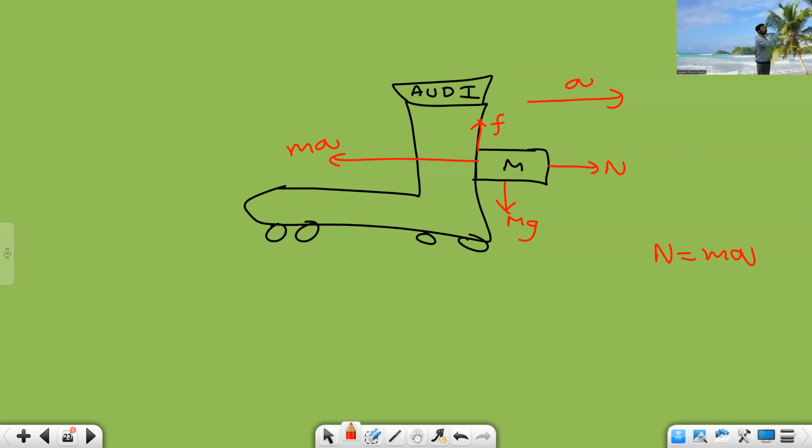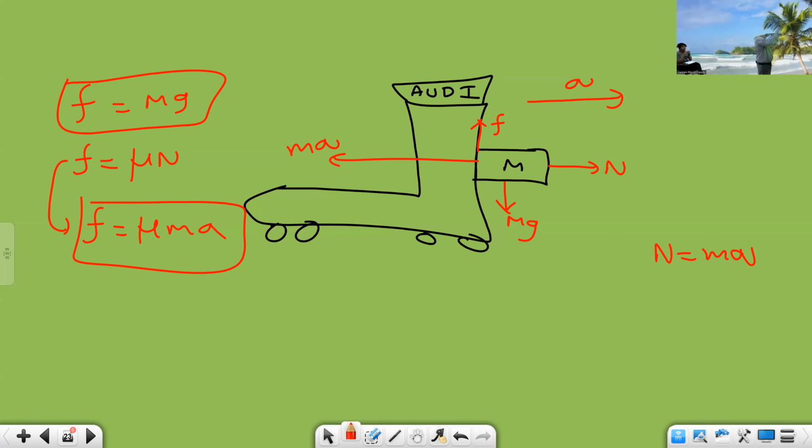So what should I write? Frictional force equal to mg. Frictional force is also equal to mu into normal reaction, that is mu into ma. So here, frictional force is mg. From here, I can write mu ma is equal to mg, m gets cancelled. a is equal to g by mu.